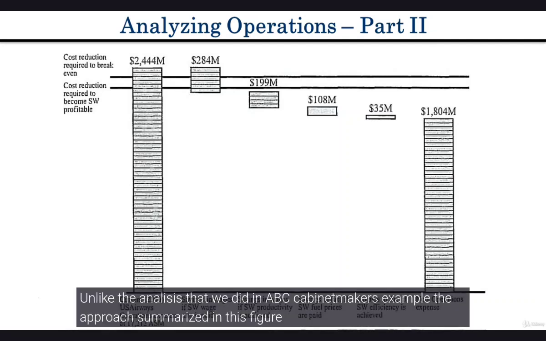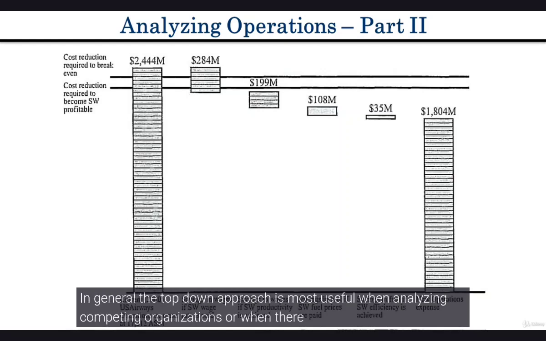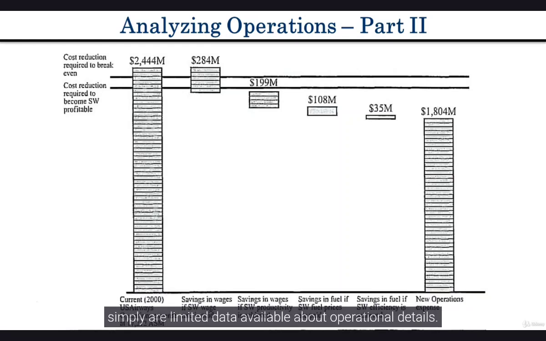Unlike the analysis that we did in the ABC Cabinet Makers example, the approach summarized in this figure is much more a top-down analysis. Before entering the details of the operations, what does Southwest do differently that their labor can support more ASMs, we start out our analysis by broadly exploring the size of various opportunities. In general, the top-down approach is most useful when analyzing competing organizations or when there simply are limited data available about operational details. Thus, the analysis happens from the outside in.